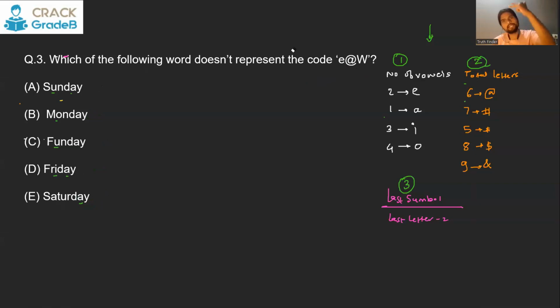So the good news is, once you can identify the coding and decoding, the 5 questions that they ask are very easy. They don't take much time to solve, because you have already decoded the pattern by which they are making the codes, right? Let's see the next one.